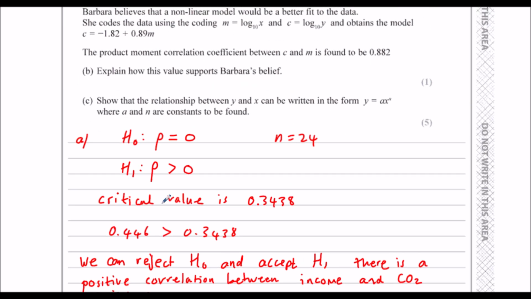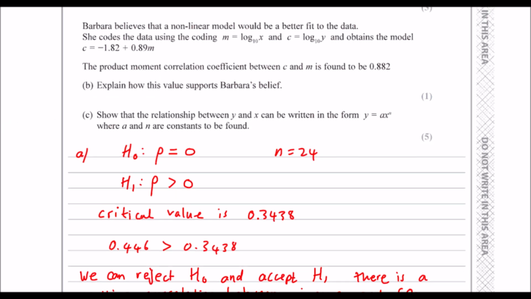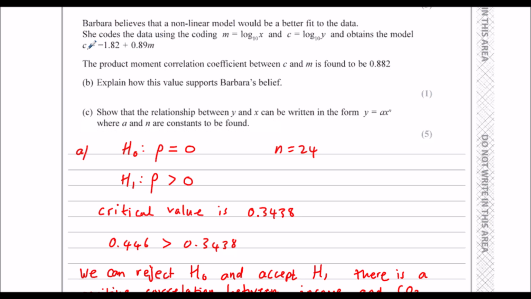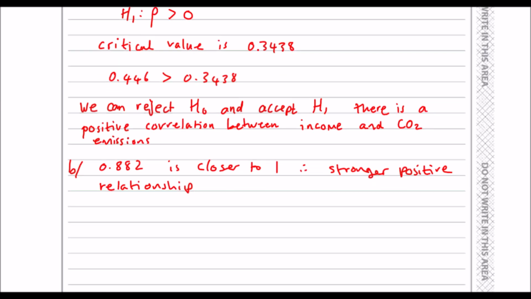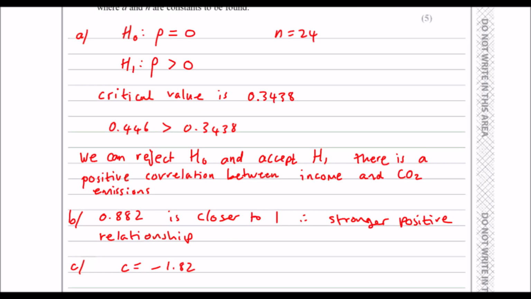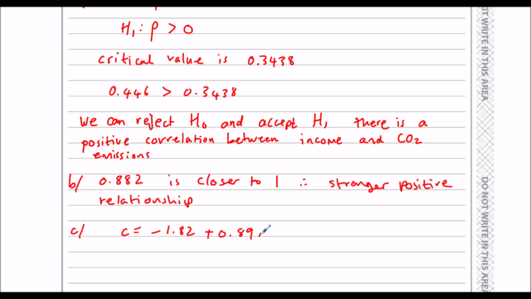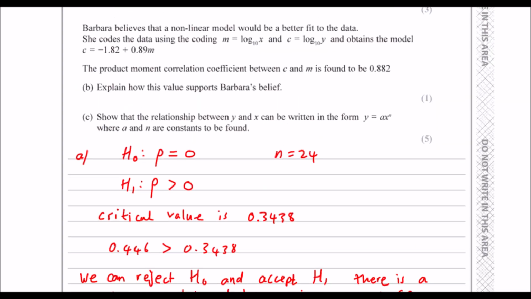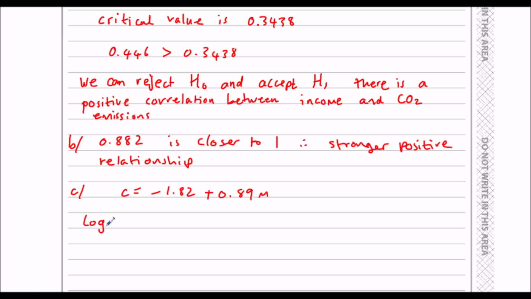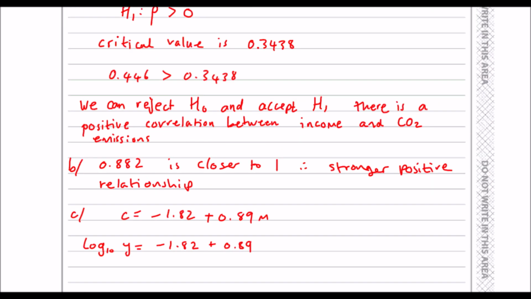And part C. Show that the relationship between x and y can be written in the form y equals a x to the power of n, where a and n are constants to be found. So let's change it to x and y. So we've got C equals negative 1.82 plus 0.89 M. And C is log 10 y. And M is log 10 x.